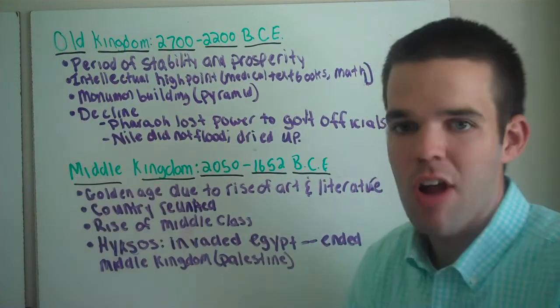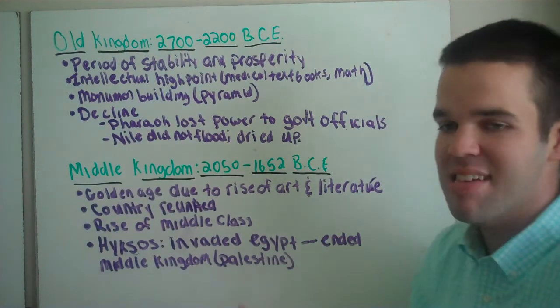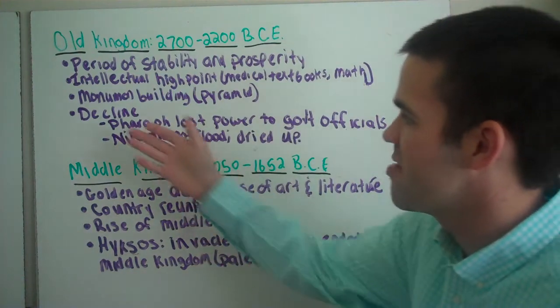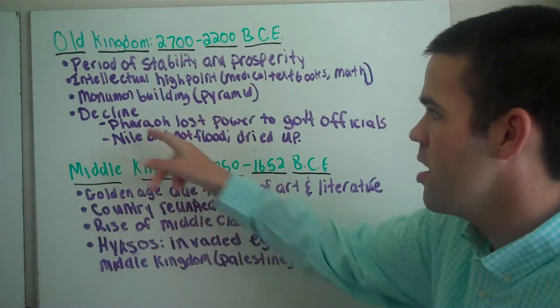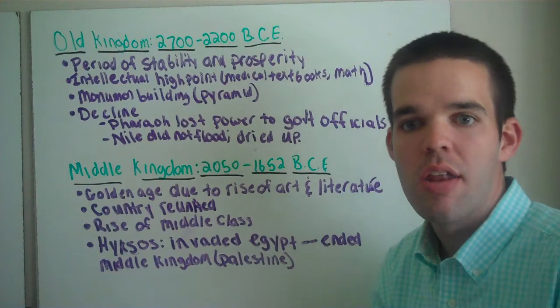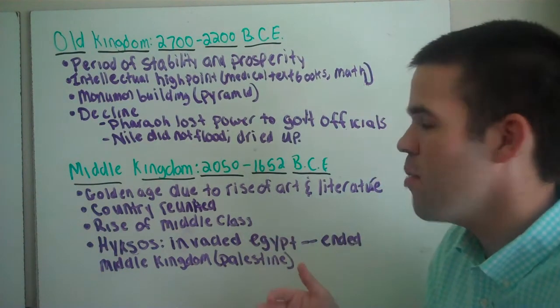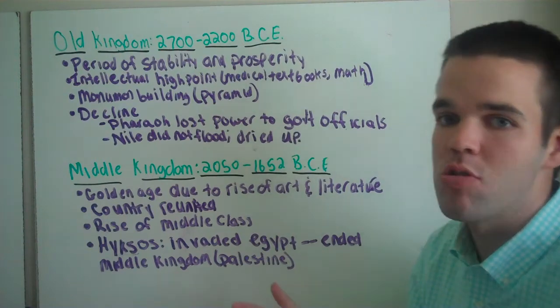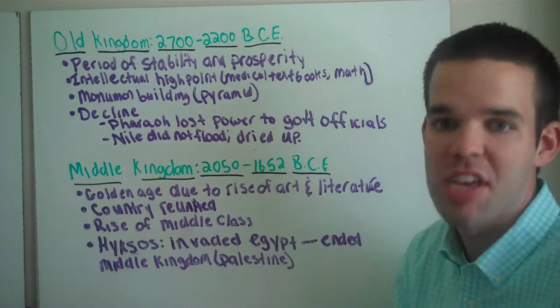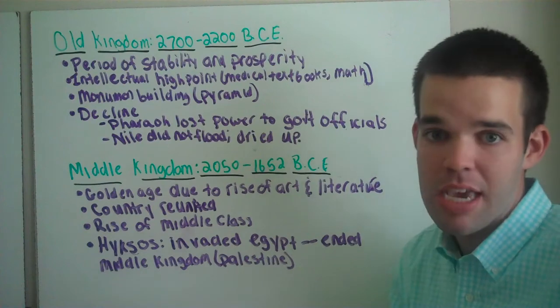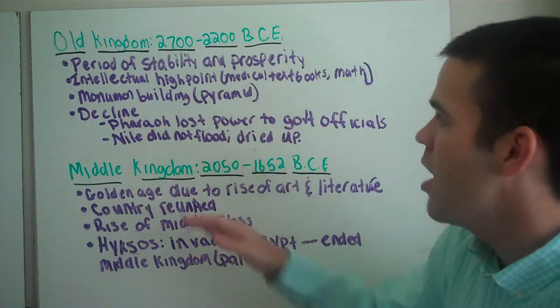The Old Kingdom did not last as long as it might have, due to several reasons. The Pharaoh lost his power. The Pharaoh got too powerful and the government officials didn't like it anymore. So they basically tried to strip the Pharaoh of his power. And they were very, very successful at it.